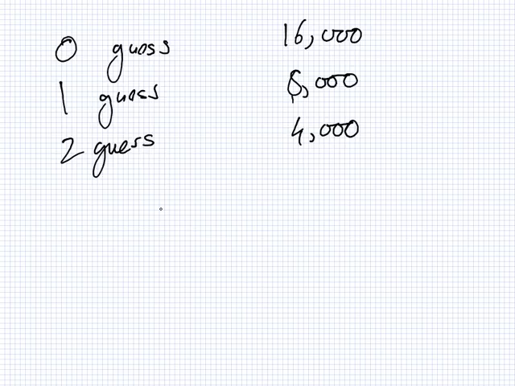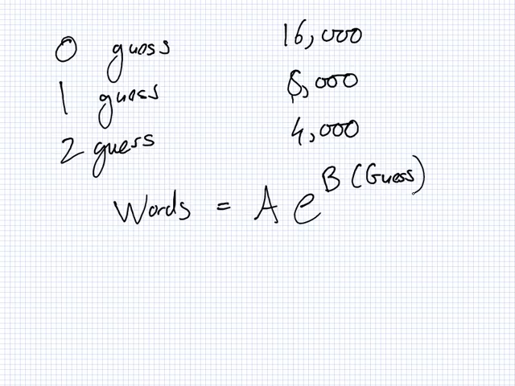If you want, you can think about it like this. You can say the number of words equals A, E, B, G. And what's G? Guesses. Actually, you can go with it like this: the number of words equals A times B to the power of the guess number. So what's the A? The word? Yeah, but what is the number for A? 16,000. Yeah. So now try and get the B. Got the idea?